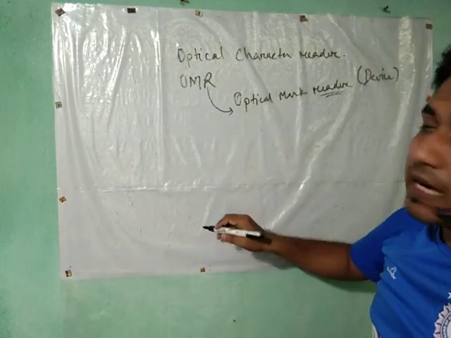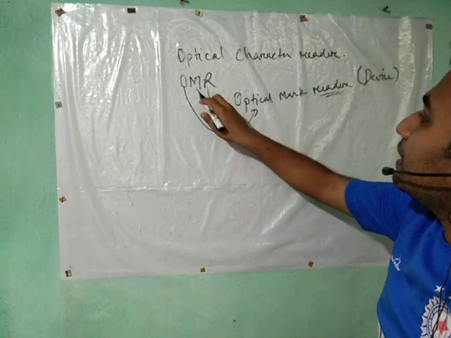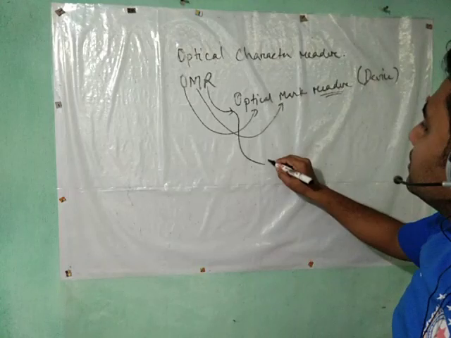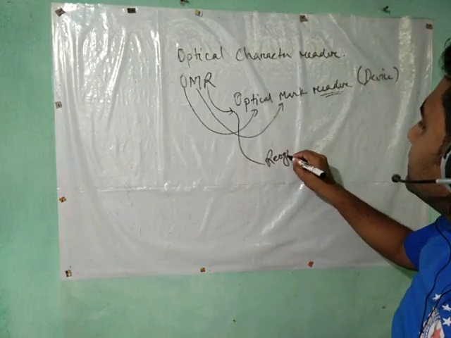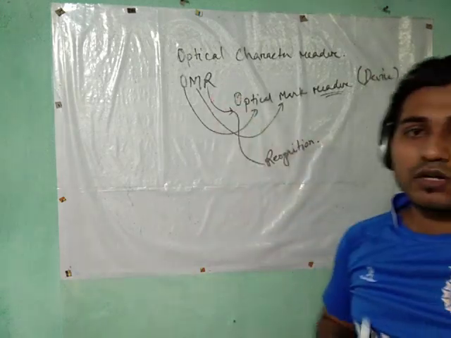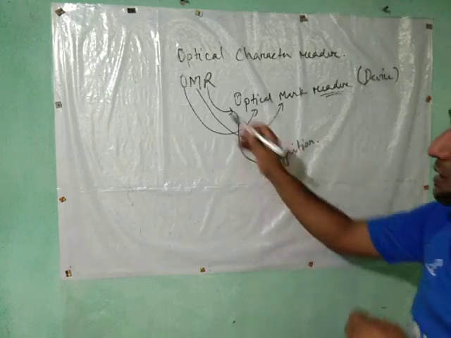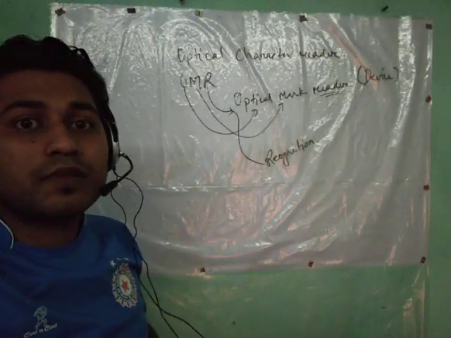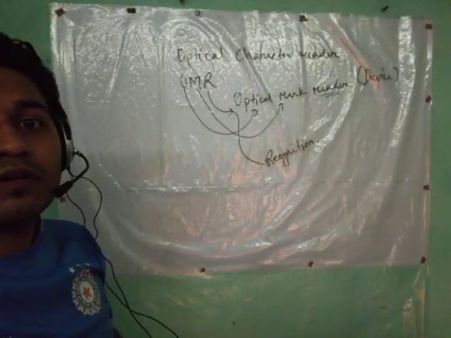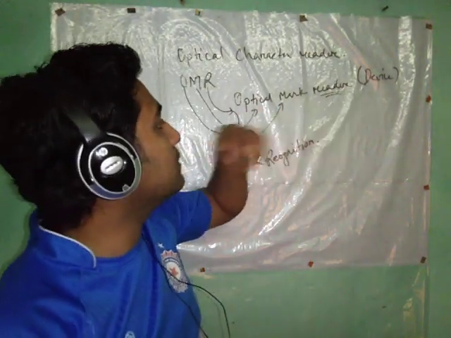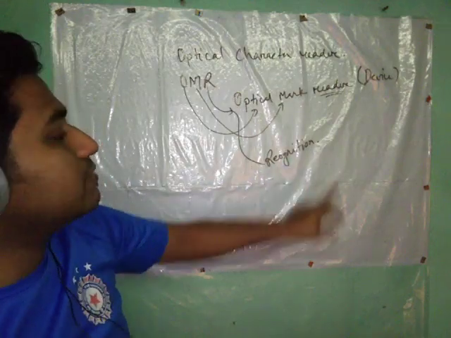Now OMR ka full form kya hai? O means optical, M means mark, but this R doesn't mean reader. This means recognition. Recognition. This is a software, OMR. So exam mein agar pucha gaya, what is the full form of OMR, you should not write optical mark reader. You will write optical mark recognition. Okay, similarly same for MICR also.